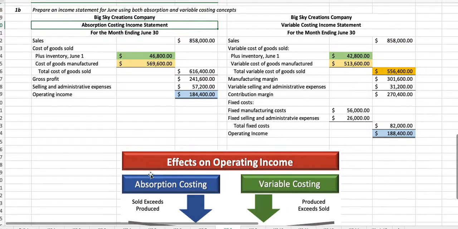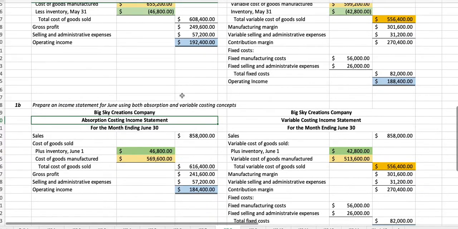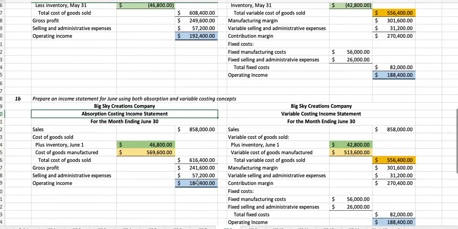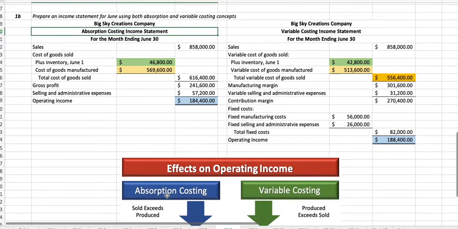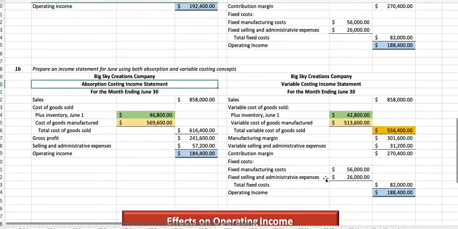And we can see that here. So we had a higher operating income at the end of May, and we had a lower operating income at the end of June, even though we're selling the same number of units. For variable costing, if the units produced exceeds the units sold, we should actually see our operating income decrease. And then if our units sold exceeds the units produced, we should see our operating income increase. But we don't see that in this scenario, do we?